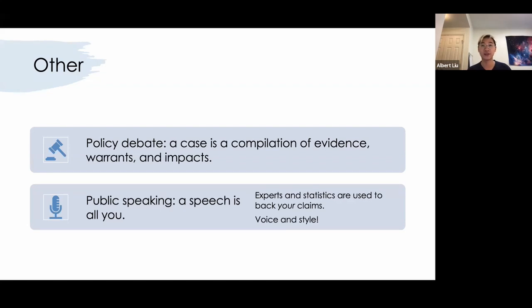Overall, this is the difference between public speaking and policy debate, and hopefully that sheds light on how you write your speech and what you do during your speech.